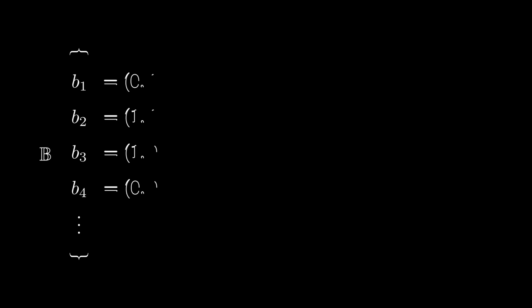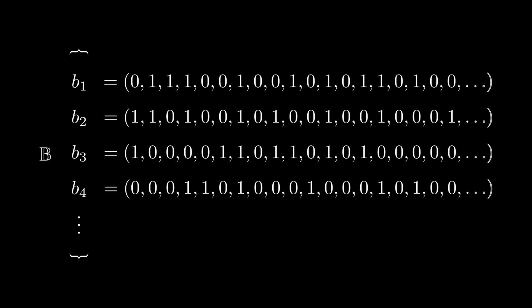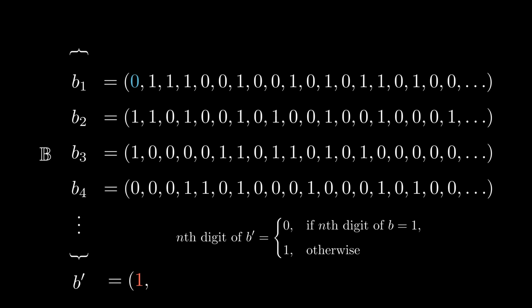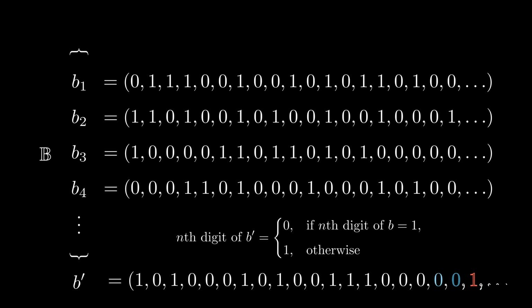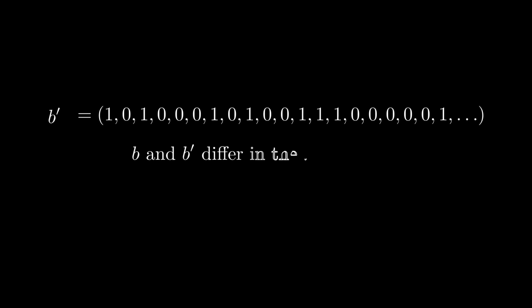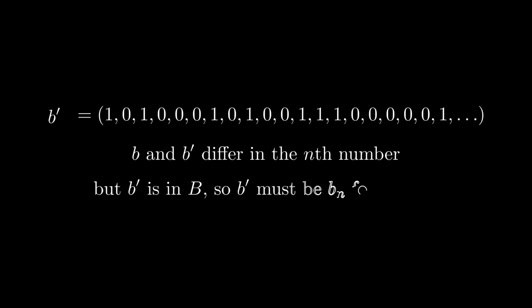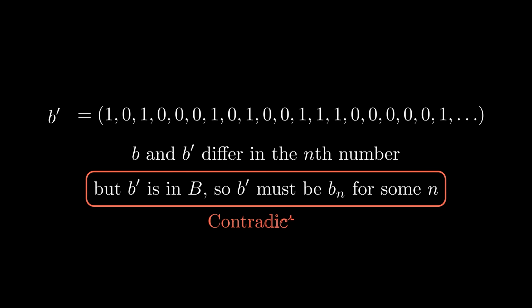Suppose that B is countable, then B is equal to b1, b2, and so on. Laying out the binary sequences in the same manner as before, we define a new sequence b' like this. The nth number in b' is the nth number of bn but flipped. This means that 0 goes to 1 and 1 goes to 0. Once again, b' should be one of the bn's since it is a binary sequence, but it has to be different from all bn's on at least the nth number, so we reach a contradiction, and B must be uncountable.